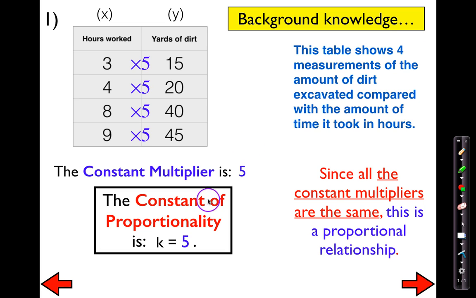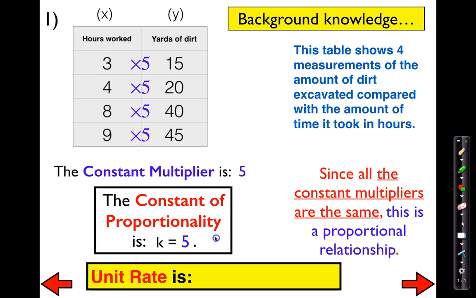What the constant of proportionality is, it's basically your constant multiplier. What am I multiplying to x to give me y? So in this case, the answer is 5. My unit rate would then be 5, and again my ratio would be y over x, so it would be 5 yards per hour.